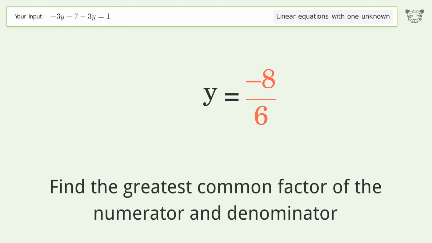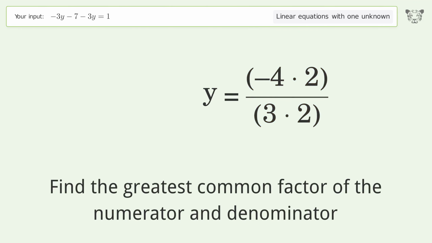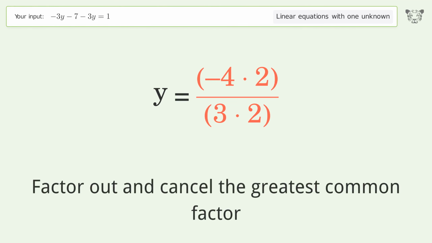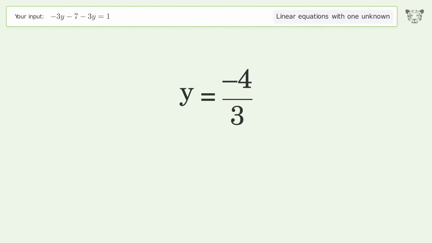Find the greatest common factor of the numerator and denominator. Factor out and cancel the greatest common factor. And so the final result is y equals -4/3.